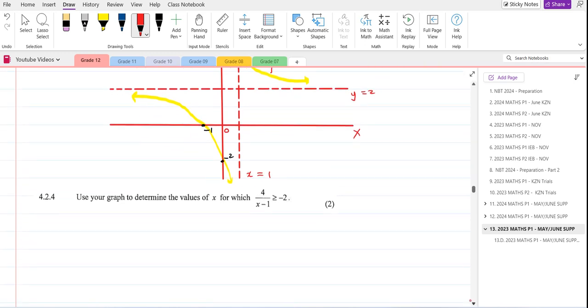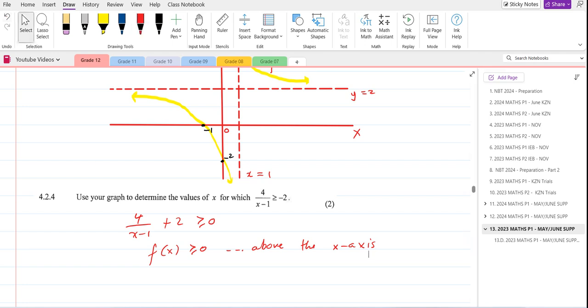Use a graph to determine the values of x for which 4 over x minus 1 is greater than or equal to -2. Now this one, you need to make it look like a function, f of x greater than 0. So what you got is 4 over x minus 1, bring the -2 over, you're going to get +2 is greater than or equal to 0. So in this case, this is the same function as f of x, f of x is greater than or equal to 0. This basically means, where is the graph above the x-axis, keeping into account all the asymptotes? So where is the graph above the x-axis?